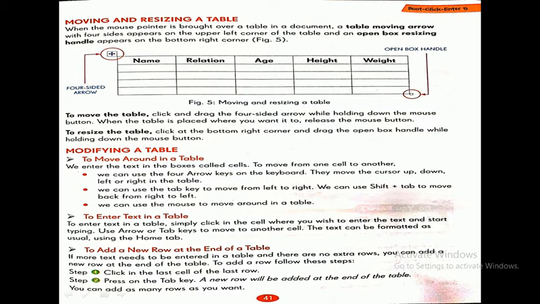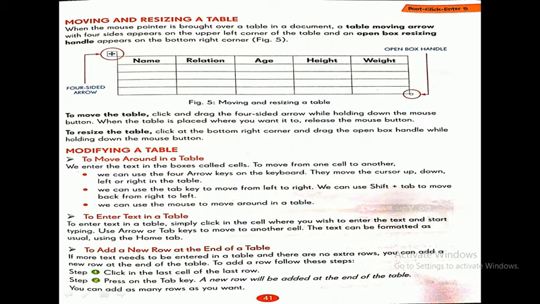Step number 1: click in the last cell of the row. Then press the tab key. A new row will be added at the end of the table. You can add as many rows as you want.